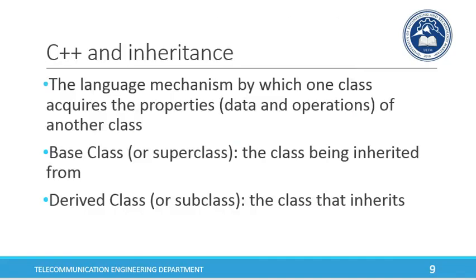The language mechanism by which one class acquires the properties, data and operations of another class. So the base class or superclass is the class being inherited from, and the derived class is the class that inherits. So this is the main difference between the base class and the inherited class.